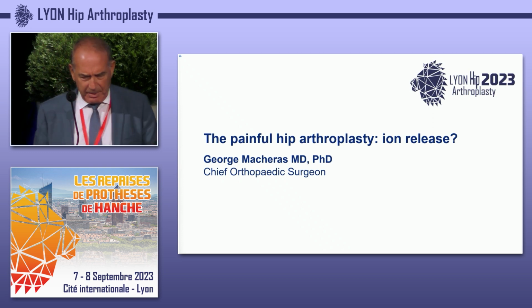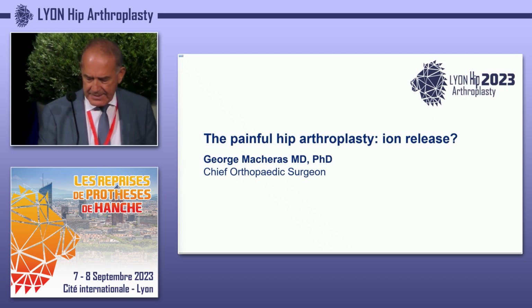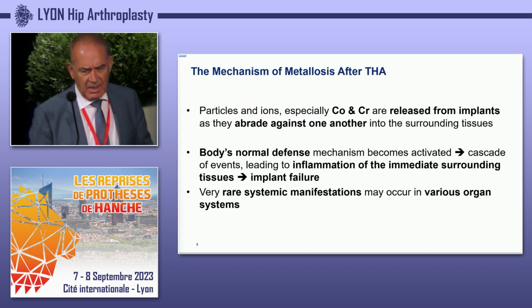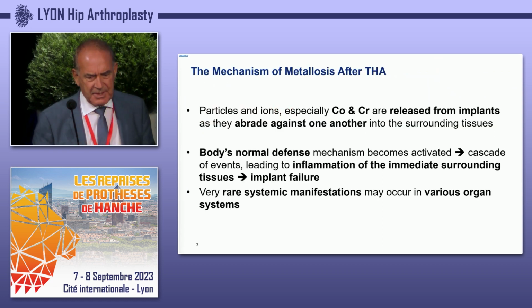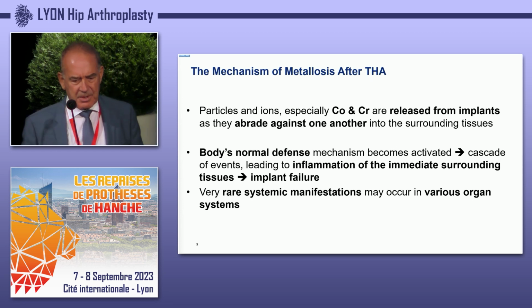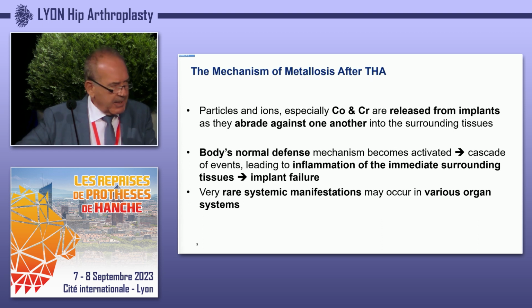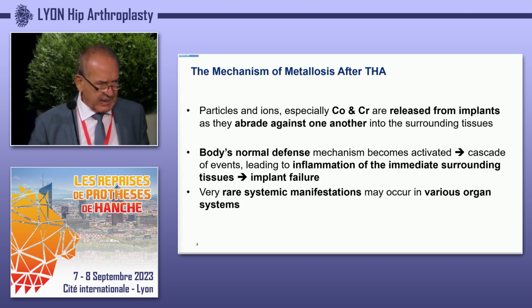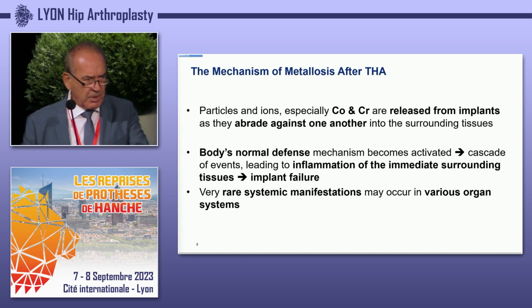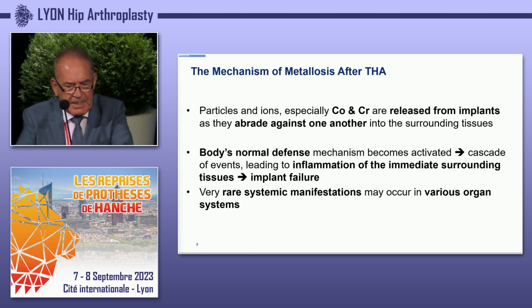I'm going to talk about the painful hip arthroplasty and the ion release. In prostheses, we have particles and ions, especially cobalt and chrome, which are released from the implants as they abrade against one another. Those ions go to the surrounding tissues. So the body's normal defense mechanism becomes activated, and a cascade of events leads to inflammation of the immediate surrounding tissues and implant failure.